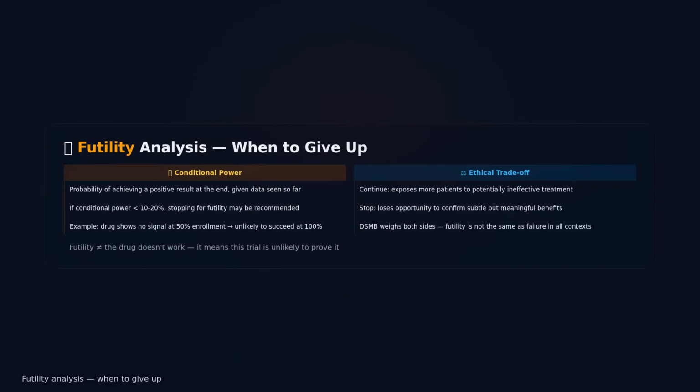Futility analysis asks, is there any realistic chance this trial will succeed if we continue? If the answer is no, the DSMB can recommend stopping for futility. A common approach is conditional power, the probability of achieving a positive result at the end, given the data observed so far. If conditional power drops below 10 or 20%, continuing the trial may be unethical. Why expose more patients to a treatment that has little chance of being proven effective?